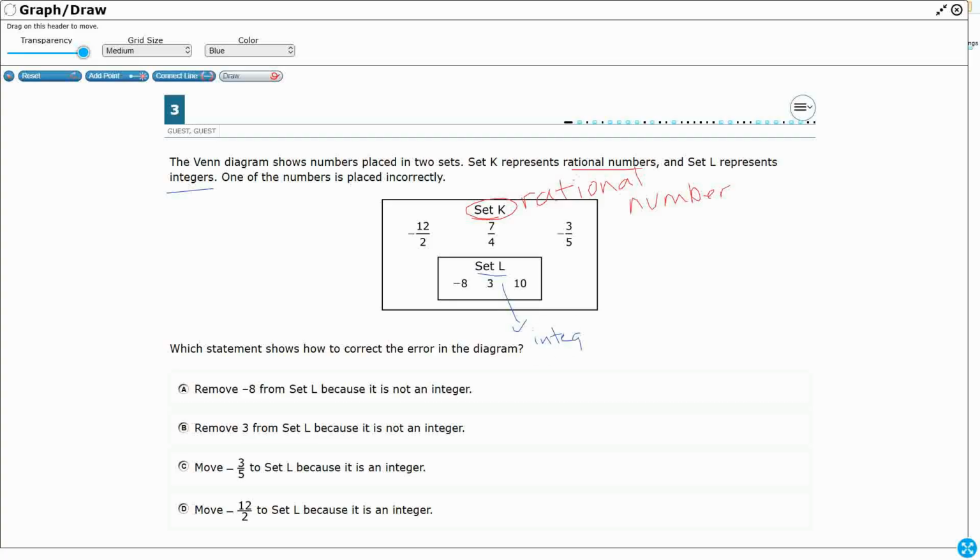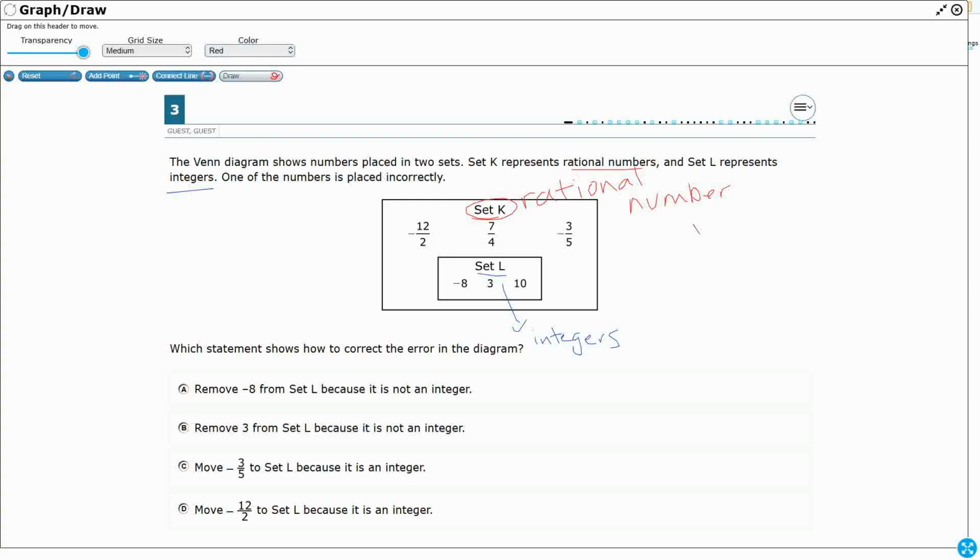All right, so one thing that we need to know is that every integer is a rational number simply because set L is completely included within set K. So what are our definitions? Because we're going to need to find an error in the diagram.